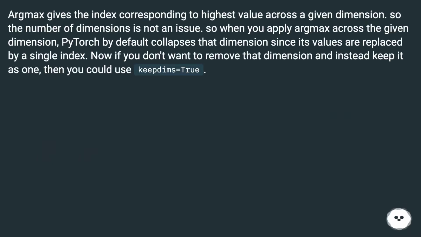Argmax gives the index corresponding to the highest value across a given dimension. So the number of dimensions is not an issue. When you apply argmax across the given dimension, PyTorch by default collapses that dimension since its values are replaced by a single index. Now if you don't want to remove that dimension and instead keep it as 1, then you could use keepdims equals true.